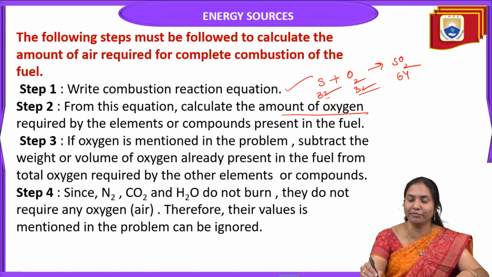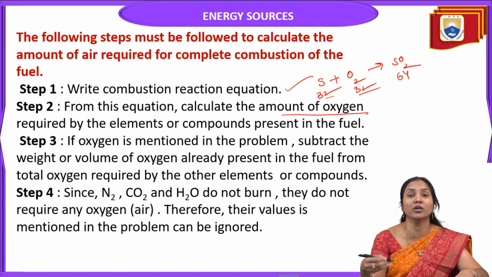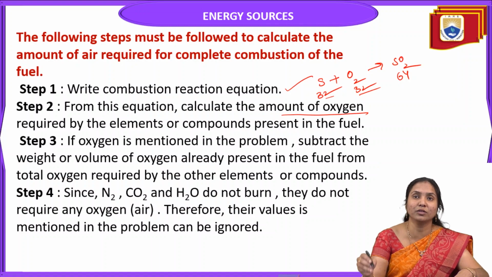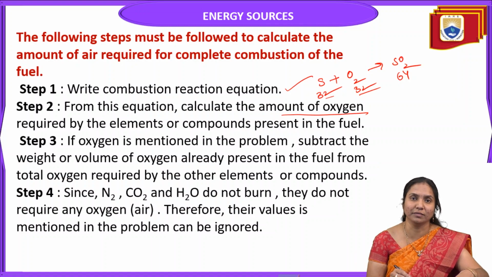For example, here sulfur and oxygen. So 32 kilograms of sulfur requires how much amount of oxygen? 32 kilograms of oxygen. It is easily understood by writing the combustion reaction.